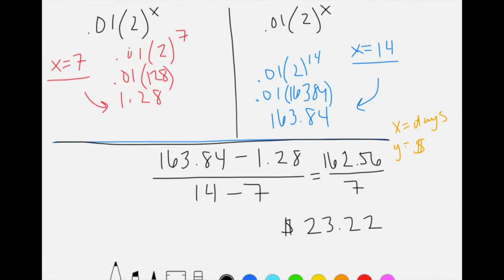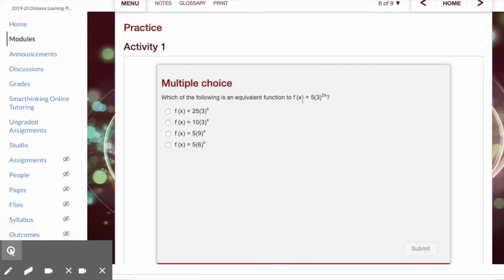$23.22. So it looks like between those 7 days, it's an average increase of $23.22 per day. All right, guys, so here's our very first activity on page 6 that we want to go ahead and complete and see what we get.